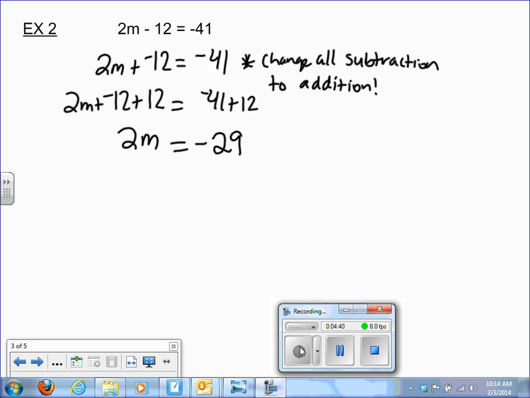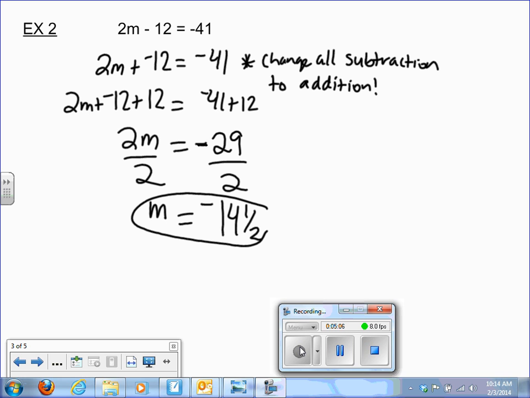2m equals negative 29. We're going to divide both sides by what, kids? 2. And who can give me the correct answer? We see something a little bit different here that we haven't seen yet. Akash? Negative 14. That's the thing we haven't seen yet. Negative 14 and 1/2. You have to remember, we're dividing negative 29 here by a positive 2. Okay, negative divided by a positive is a negative number.